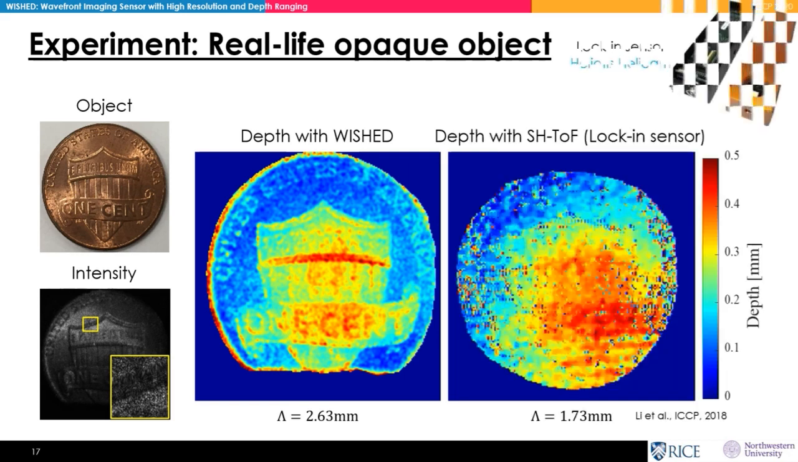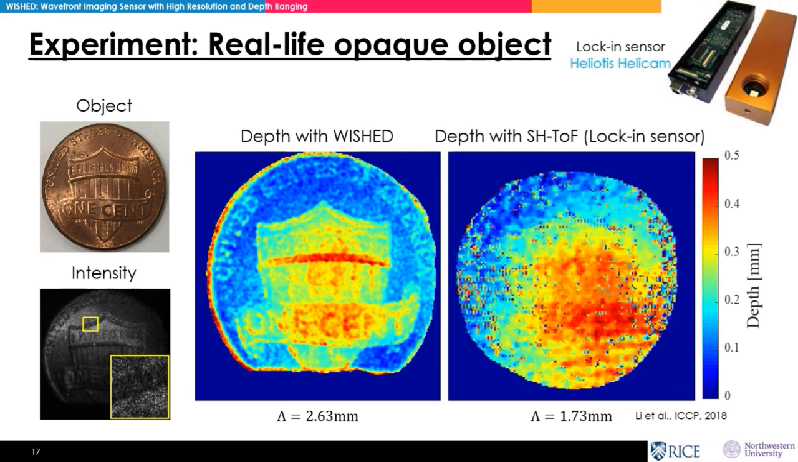We also measure the coin with superheterodyne time of flight. Superheterodyne time of flight is based on multiple wavelengths interferometry to get a micron depth resolution. However, superheterodyne time of flight provides a very limited lateral resolution with the lock-in sensor compared to our method.